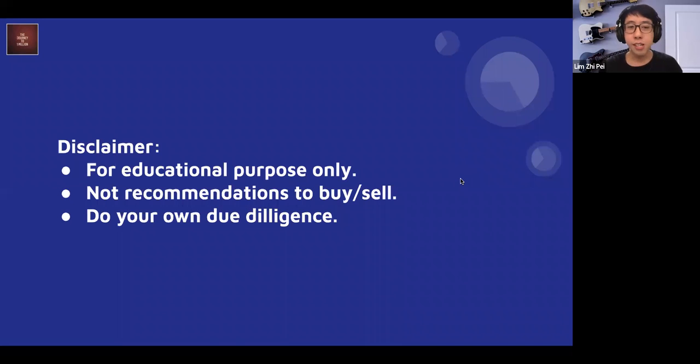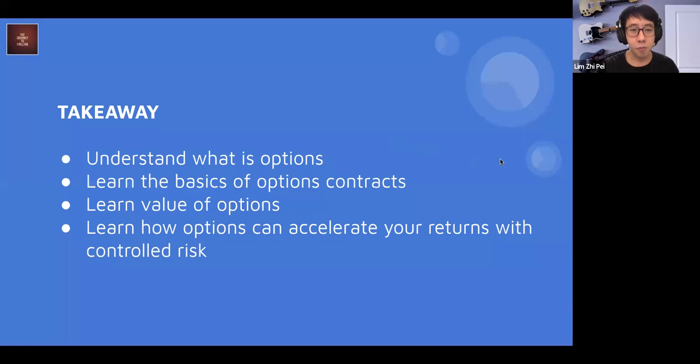Let's move on. A disclaimer. This is just for educational purpose only, and it's not a recommendation to buy or sell anything. And please do your own due diligence before taking any actions. And for the takeaway of this lesson, I hope that you all can understand what is options, learn the basics of options contracts, learn the value of options, and learn how to use options to accelerate your returns with controlled risk.